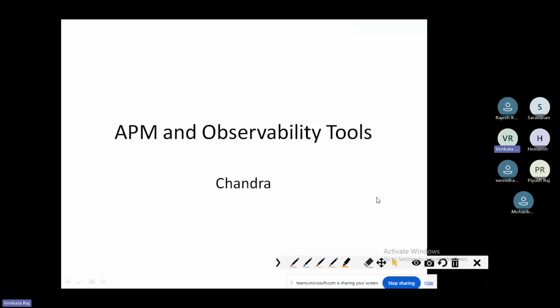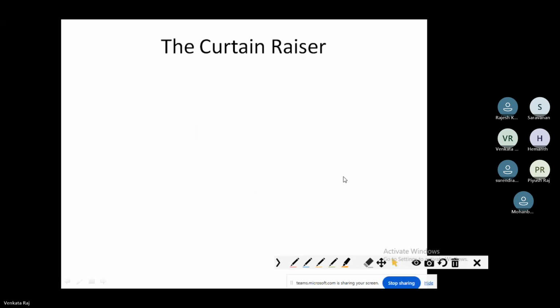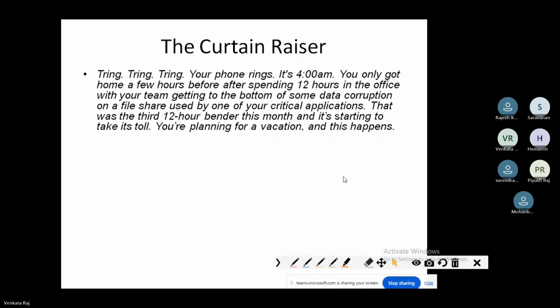So today, guys, we are going to see a few more things about APM, observability, and the tools. The curtain raiser, as I call it, guys. Okay, let's see this. Your phone rings, and it is 4 a.m. in the morning. You only got home a few hours before.